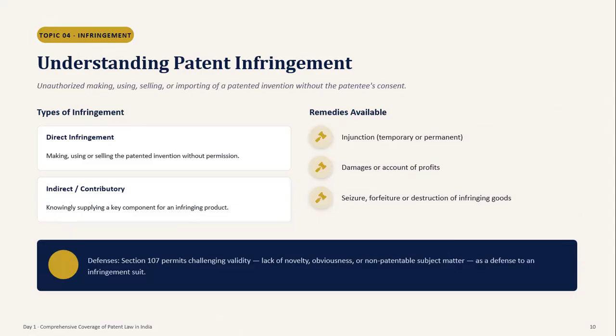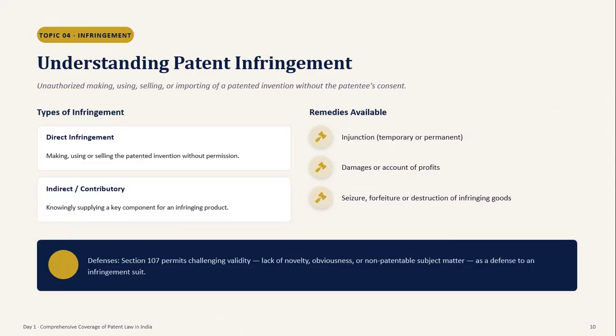The presentation identifies direct infringement, which involves activities such as making, using, or selling the patented invention without authorization. It also introduces indirect or contributory infringement, involving situations where a key component is knowingly supplied for an infringing product. Where infringement is established, several remedies may be available. These include temporary or permanent injunctions, damages or an account of profits, and in appropriate cases, destruction of infringing goods.